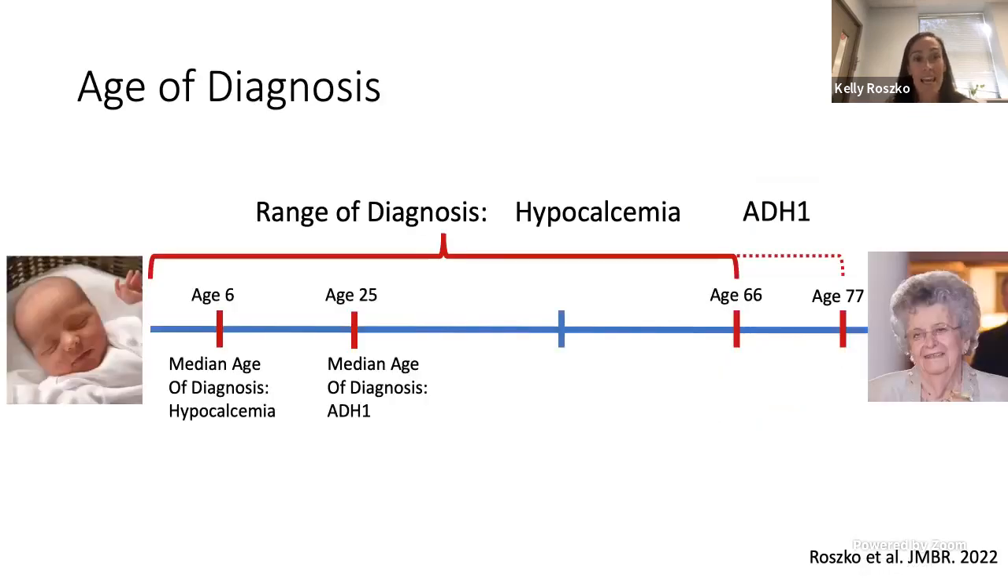So next, I'll discuss the age of diagnosis, and this actually varied widely. The diagnosis of hypocalcemia in general ranged from birth all the way to age 66, with a median age of diagnosis of age 6, and that's of hypocalcemia. The diagnosis of ADH1 itself was even further delayed, with an age range of birth to age 77 and a median age of 25 years. So as you can see, many of these patients were not diagnosed until much later in life. And this is very likely because, as you'll see in these coming slides, the disease varies greatly between individuals.